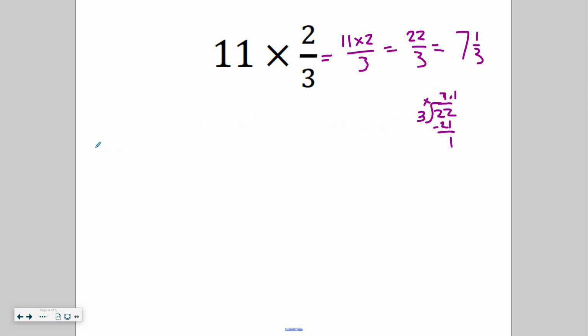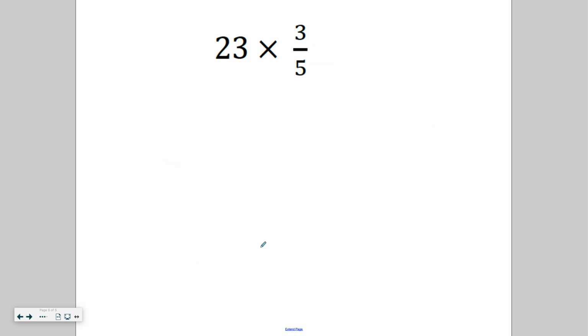And the same thing if you were to skip count. 3/3, 6/3, 9/3, 12/3, 15/3, 18/3, 21/3, and then I would need one more to get to 22. So if I count this, 1, 2, 3, 4, 5, 6, 7 wholes and 1 extra third.